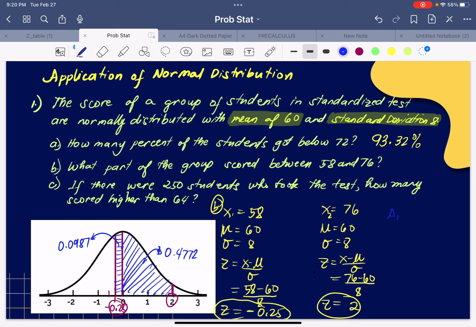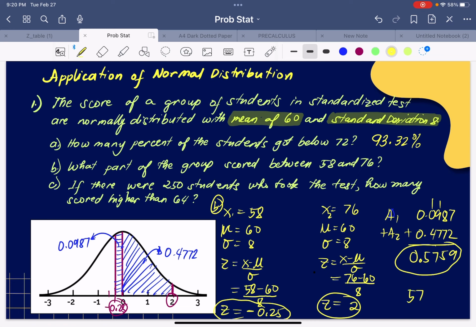The area 1 plus the area 2. So the area 1 is 0.0987, and the area of the second is 0.4772. So let's add. So we have 0.5759. In percent, that is 57.59%. So this is the final answer.